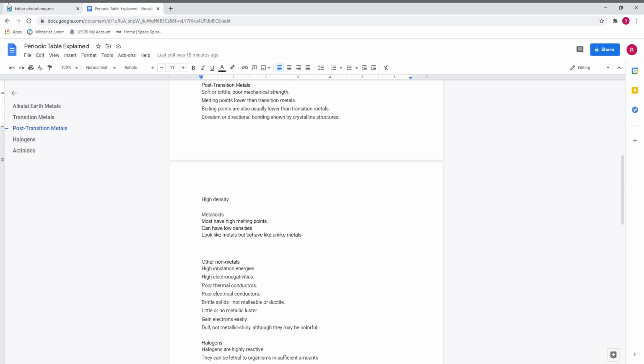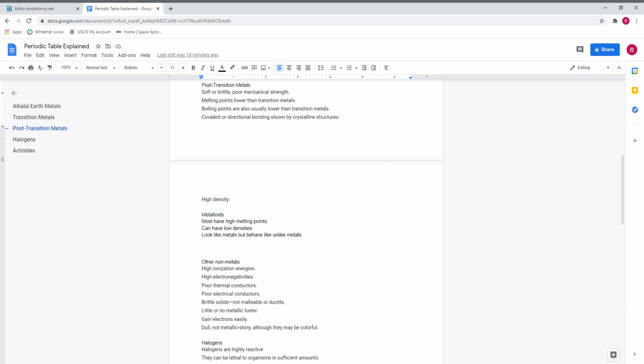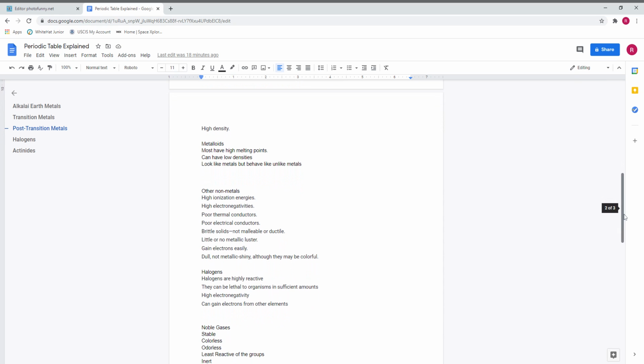The next one we'll talk about are metalloids. They are kind of like metal imposters. They have high melting points, but they can have low densities, unlike metal. But they have high melting points like metal. They look like metals, but they behave like non-metals. They include boron, silicon, germanium, arsenic, antimony, and tellurium. And oid means it's somewhat like metal.